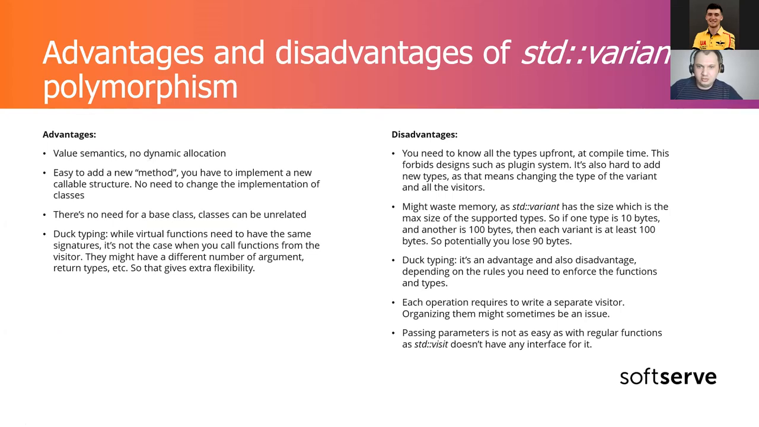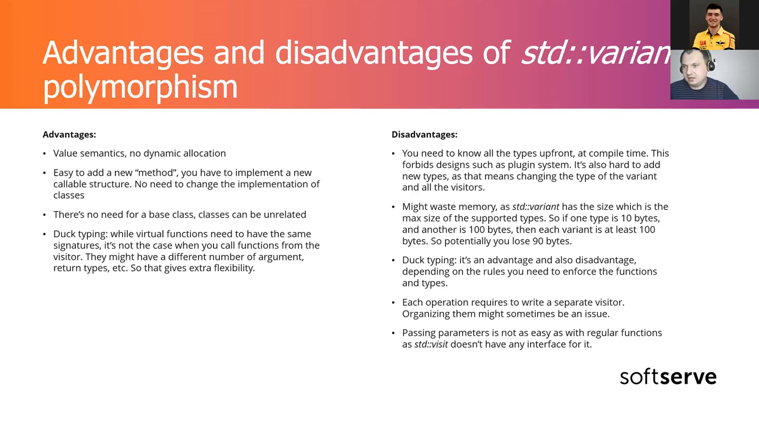It's easy to add a new method. You have to implement a new callable structure. No need to change the implementation of the classes. There is no need for the base class. Classes can be unrelated and use duck typing, while virtual functions need to have the same signature.